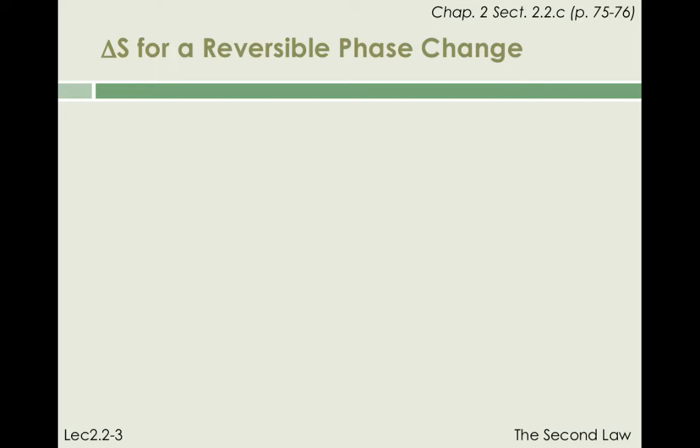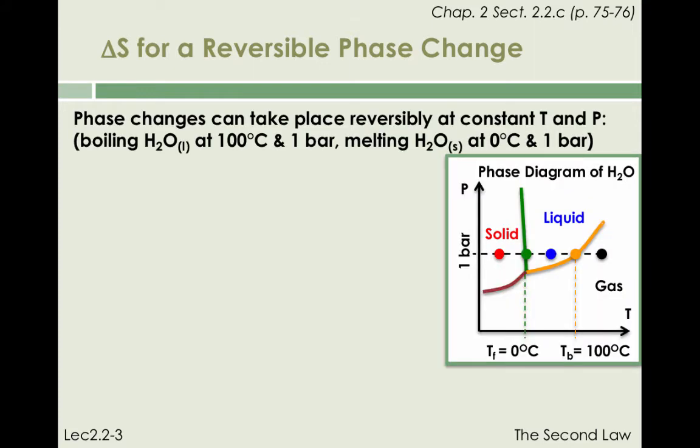First, we consider calculation of delta S for reversible phase changes. Phase changes can take place reversibly when they occur at specific conditions of temperature and pressure. For example, boiling of water liquid and condensation of water vapor at 100 degrees C and 1 bar are reversible processes. These conditions are shown by the orange dot on the phase diagram of water.